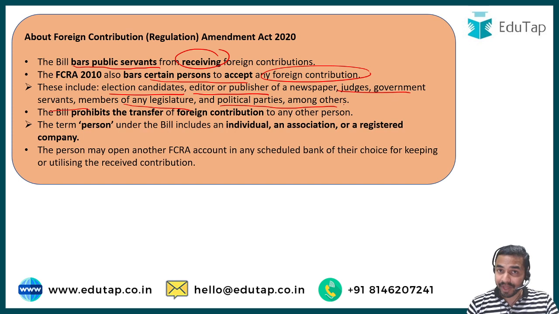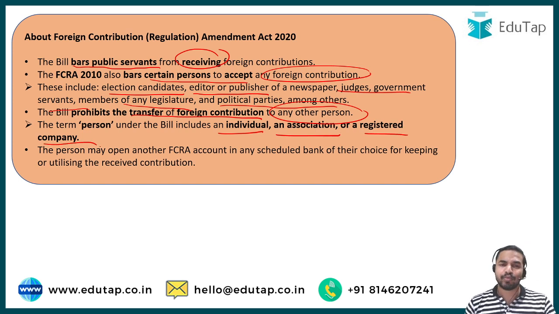And apart from that, this particular FCRA bill also prohibits the transfer of foreign contribution to any other person. And here if we talk about the person, what does person stand for? The person under this particular bill includes an individual, an association, or a registered company. So my dear friends, now I hope that you have an idea about the FCRA. And now let us move on to the next question of our today's session, which is here on your screen.